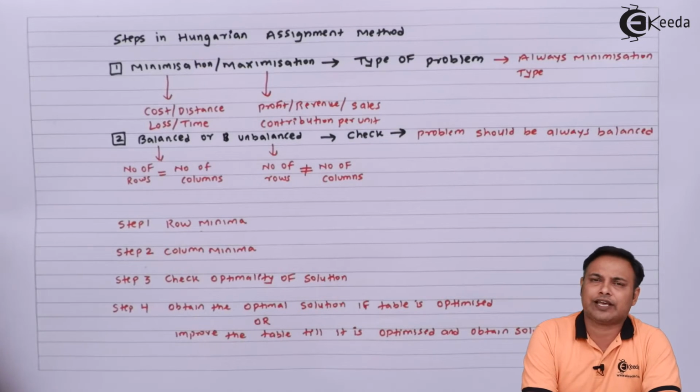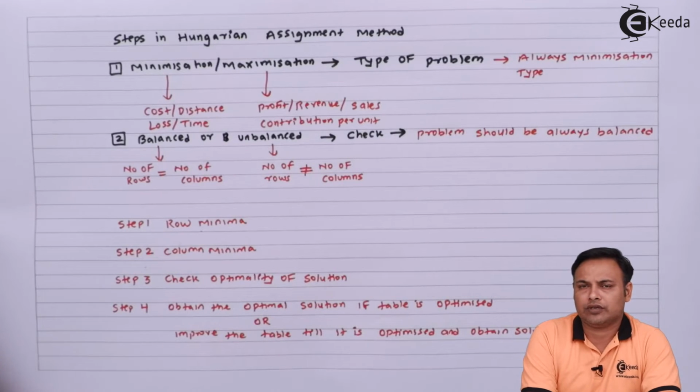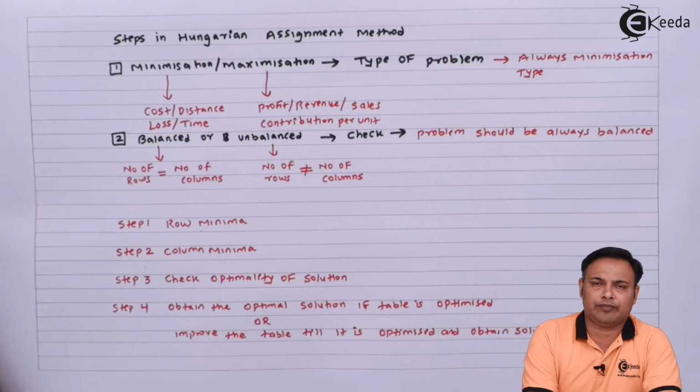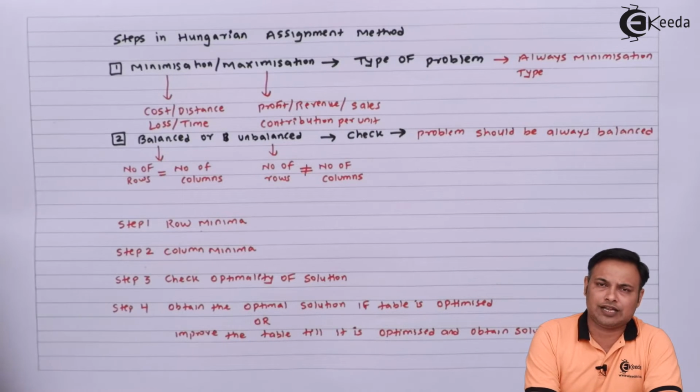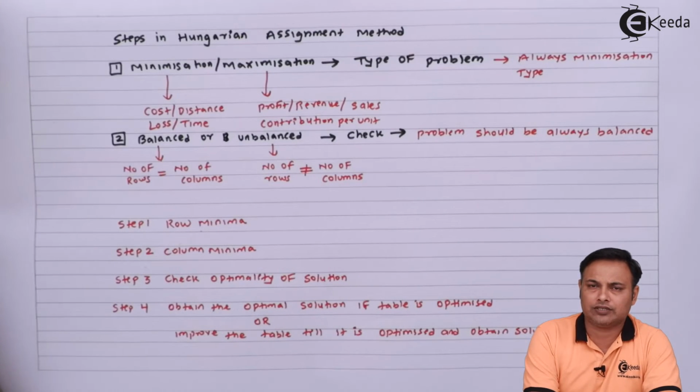After the first and the second step, we try to test the optimality of the solution. That is, we try to check the table obtained after column minima, whether this table can give me the best solution. For that, we need to draw some lines that we'll see later at the example stage. And once we are sure that our table is optimal, then we obtain the final solution by putting a square or a rectangle against the zeros.